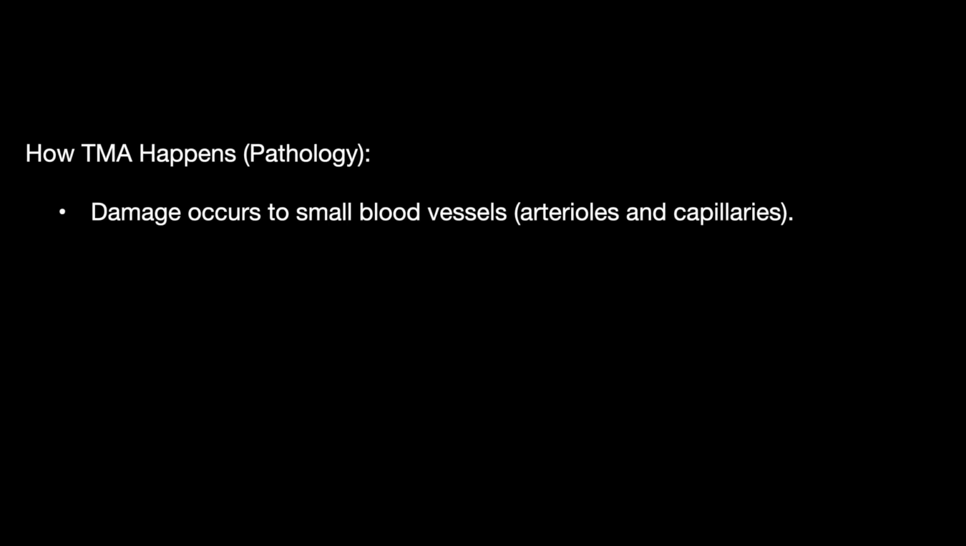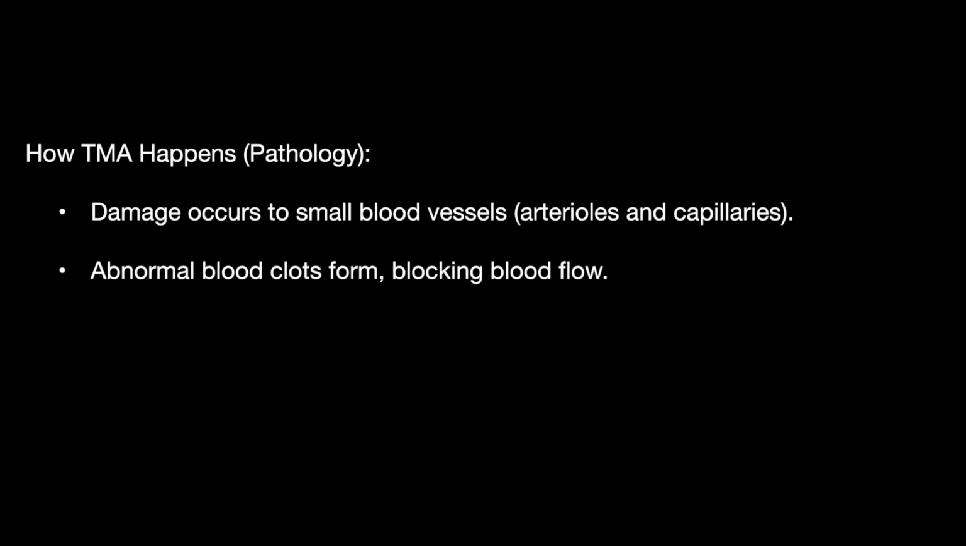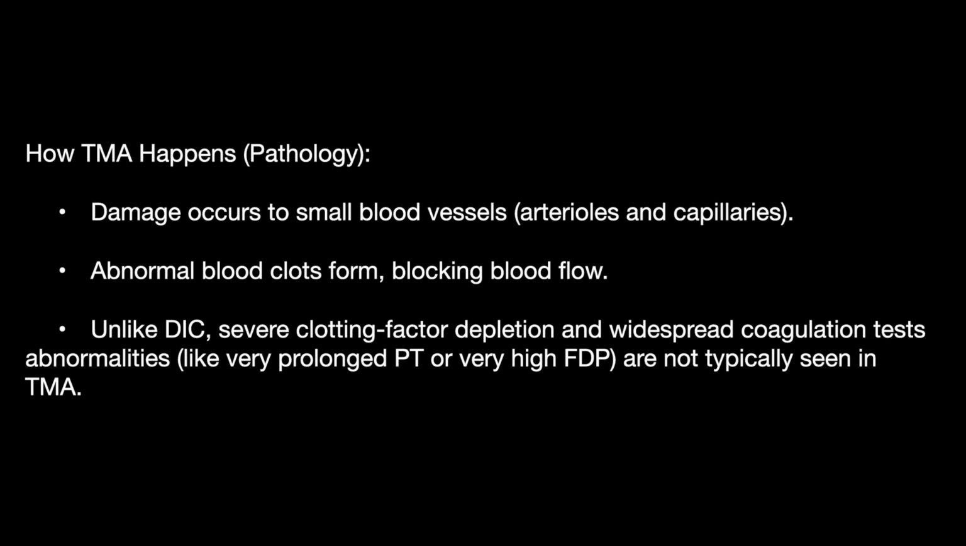So how does this TMA happen? What is the pathophysiology? The damage occurs to small blood vessels, that is the arterioles and the capillaries. The abnormal blood clots form in these vessels, blocking the blood flow. Now, unlike DIC, severe clotting factor depletion and widespread coagulation test abnormalities are not typically seen over here. So you don't really see any clotting factor abnormalities.